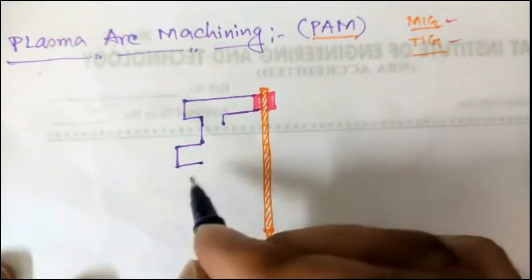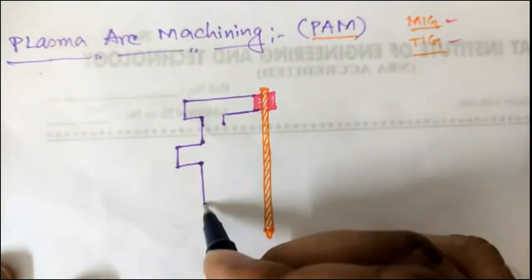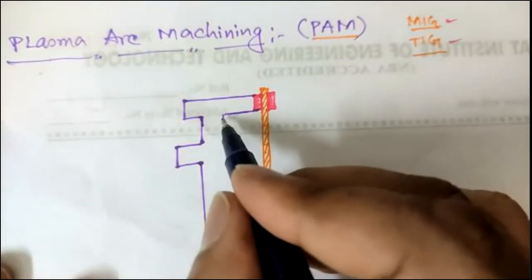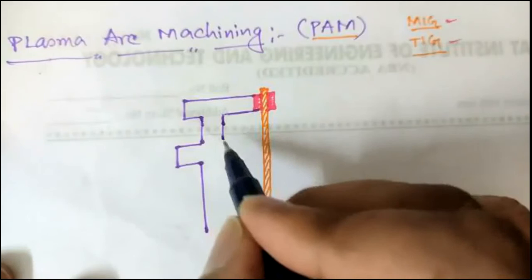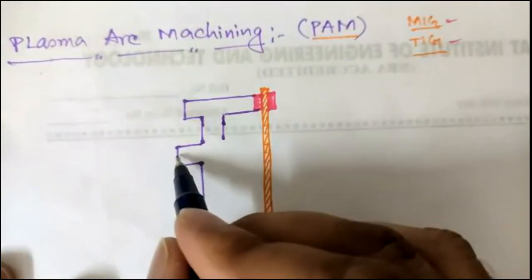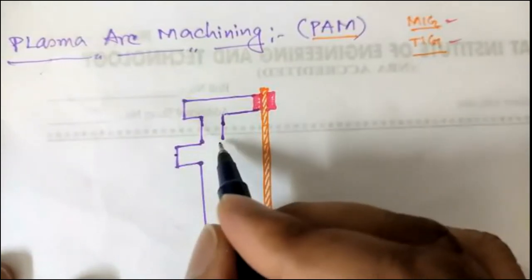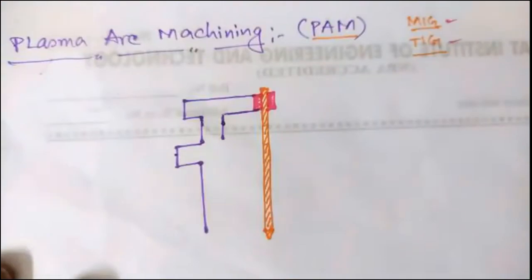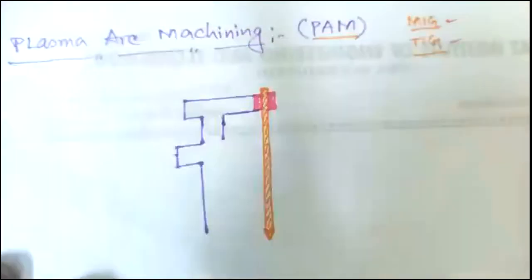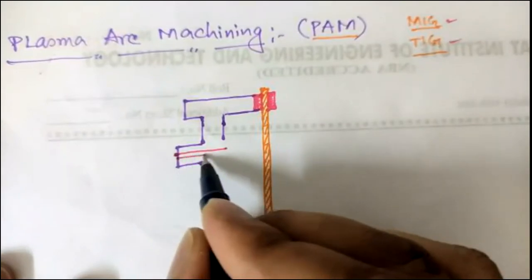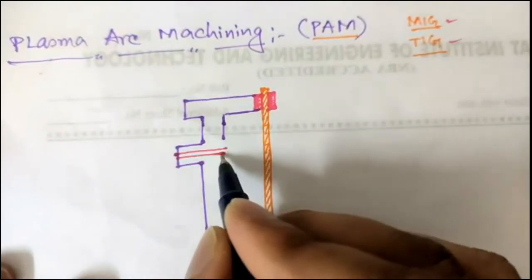Okay. Then in metal inert gas, all types of metals are used, sir. In tungsten inert gas, only tungsten is used. That's all I know, sir. Okay, but you did not say the actual difference. You did not point out the correct difference.